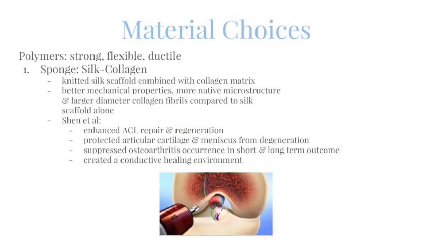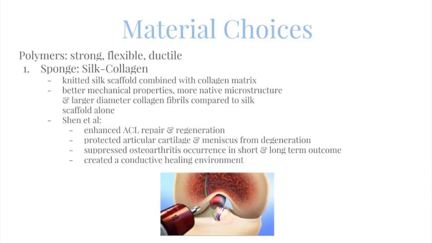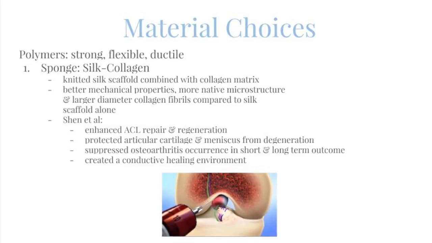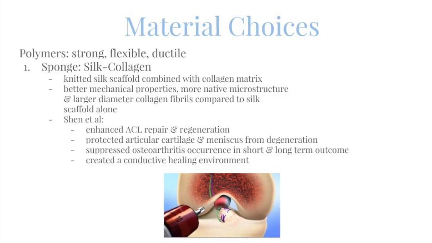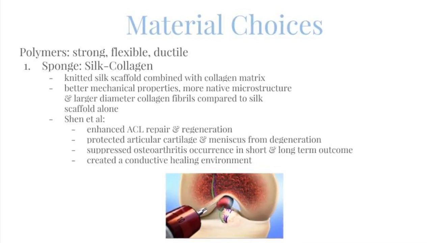The material choice that we used for our design was a sponge that was made of silk collagen. It was a knitted silk scaffold combined with collagen matrix. It has better mechanical properties, more native microstructure, and a larger diameter of collagen fibrils compared to silk scaffolding alone.